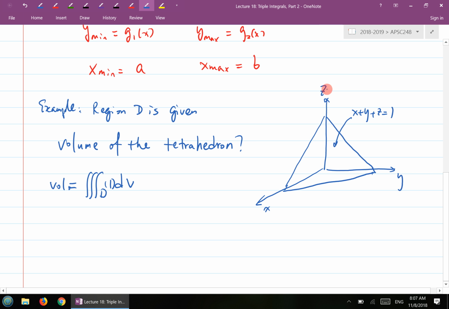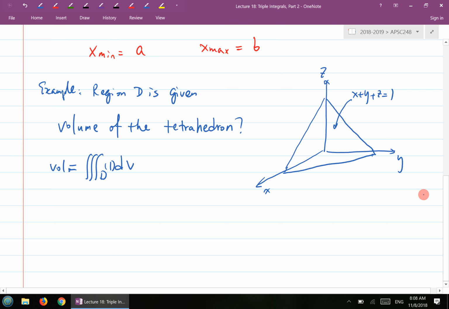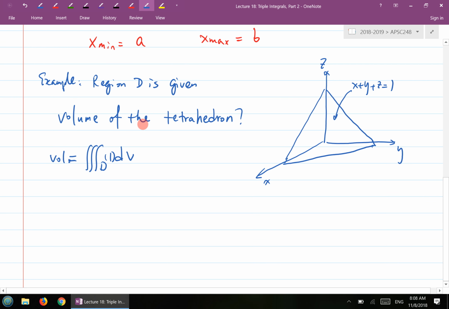So if you are in high school, without even learning triple integral, you probably have a formula to calculate this kind of volume, a tetrahedron, right? So that's doable. But let's use triple integral to evaluate this volume here. Let's follow the steps.